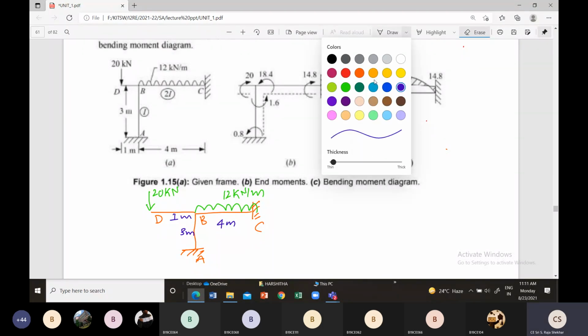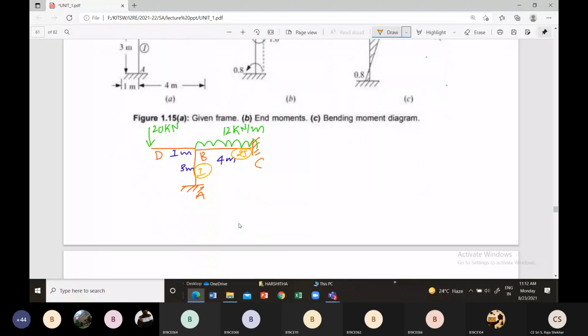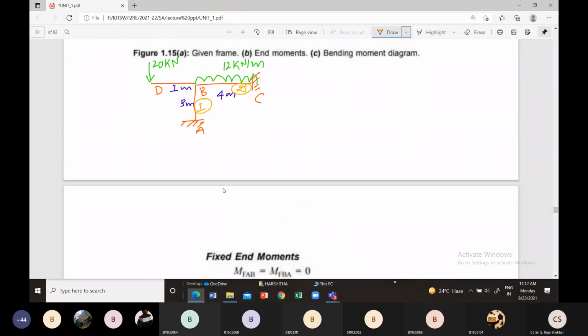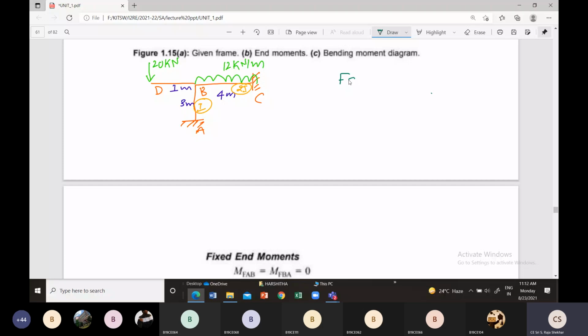And I will show you the material property. The moment of inertia of this member is 2I. The moment of inertia of this member is I. First, we need to calculate the fixed end moments. So students, can you first tell me, MFAB depends upon what factors? It depends upon the type of load.